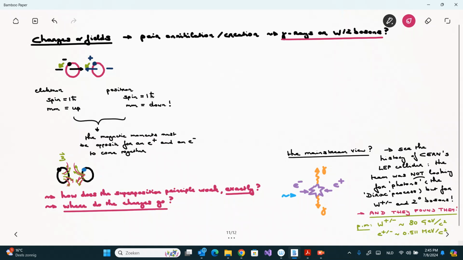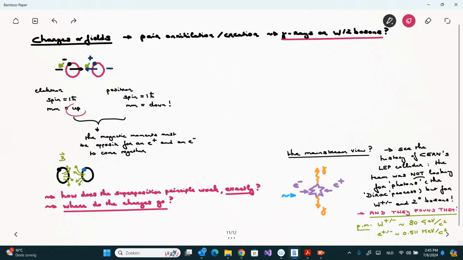So I think that if we want to have a physical interpretation, the magnetic moment of the electron and positron that meet each other needs to be opposite. Their spin will be 1 unit of Planck's quantum of action. But so the magnetic moments must be opposite for an electron and positron to come together and then annihilate.